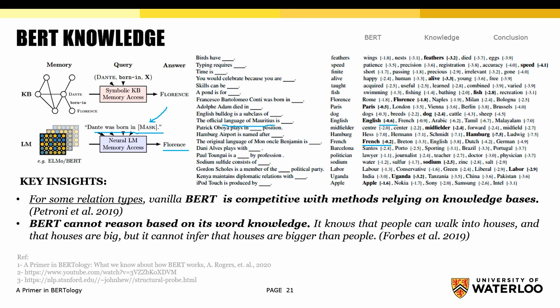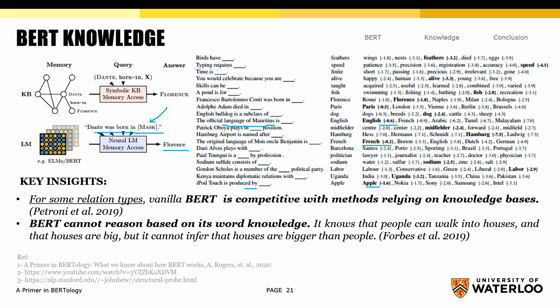However, unfortunately, BERT cannot reason based on its world knowledge. In other words, although BERT knows that people can walk into houses and that houses are big, it cannot infer that houses are bigger than people. So this is quite a downside, but actually, we have this problem in almost all artificial intelligence. When you do reasoning, it's a bit more complicated than we can imagine. It's not only limited to BERT itself; we have this reasoning problem in AI generally. It's a very hard problem, so maybe later we will come up with a solution, but it's not an easy task.